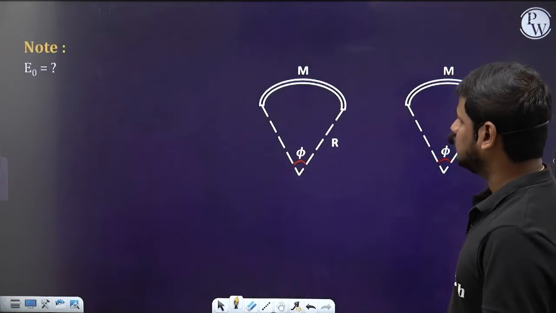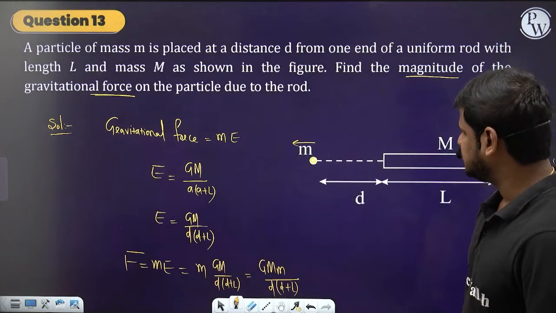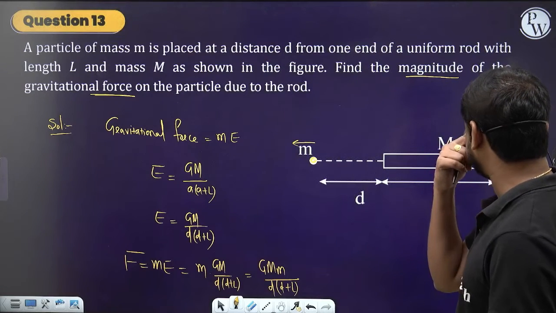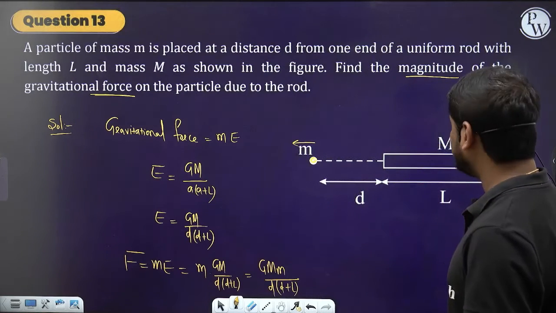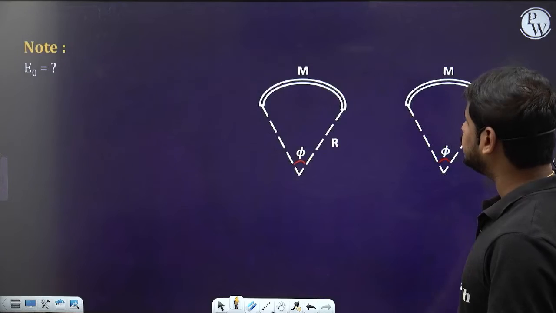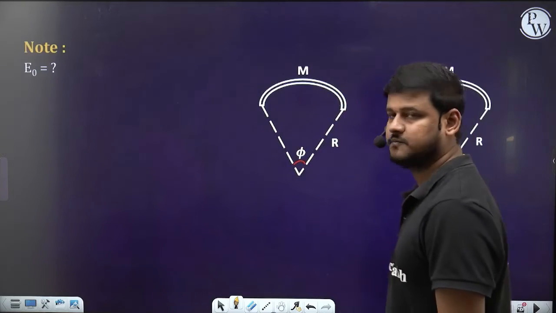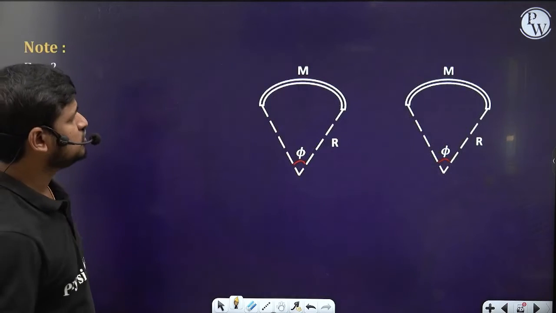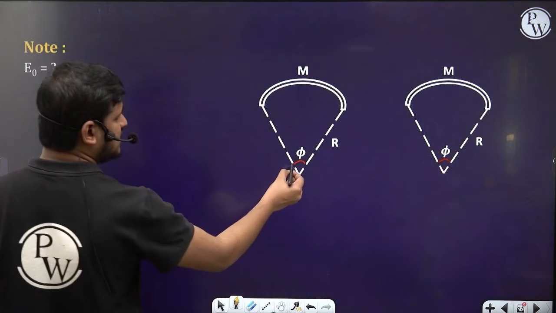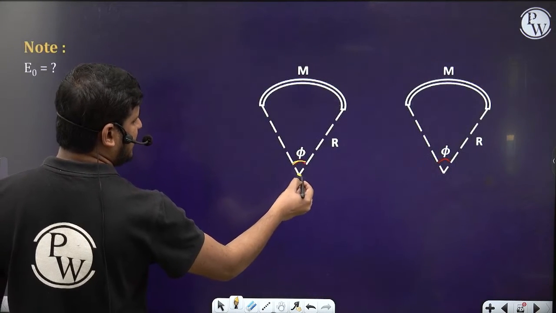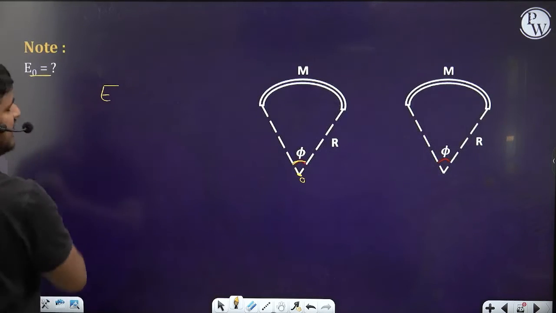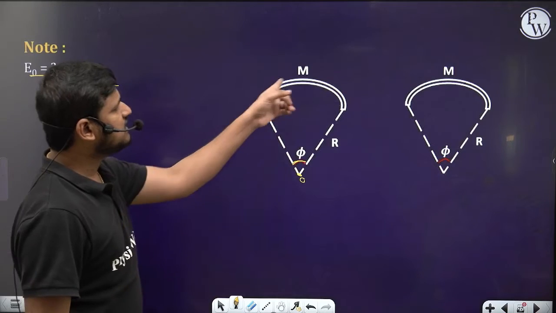Chalo. So this is due to the continuous mass distribution, of a rod of mass M and length L. If the same rod is bent in the form of some arc, and now you have to find the gravitational field at this point O, what is the gravitational field at point O due to the continuous mass distribution?